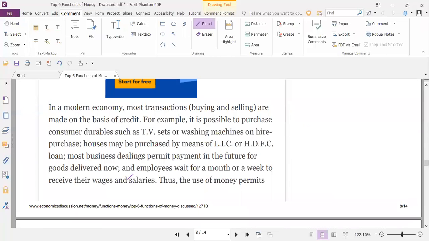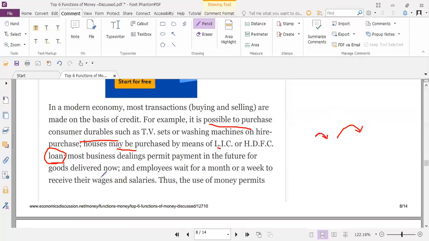In a modern economy, most transactions, buying or selling, are made on the basis of credit. For example, it is possible to purchase consumer durables such as TV sets. So we can go for purchasing a TV or washing machine on hire purchase. Houses may be purchased. We can purchase a house, right, by means of LIC or HDFC loans. So we have this loan facility, right? So we can purchase the things now but make payment for them later, right?